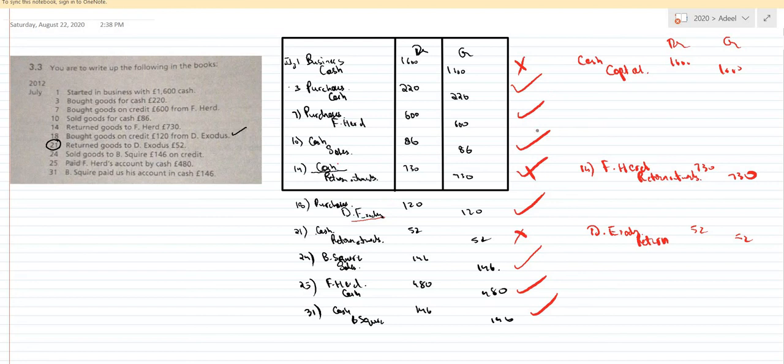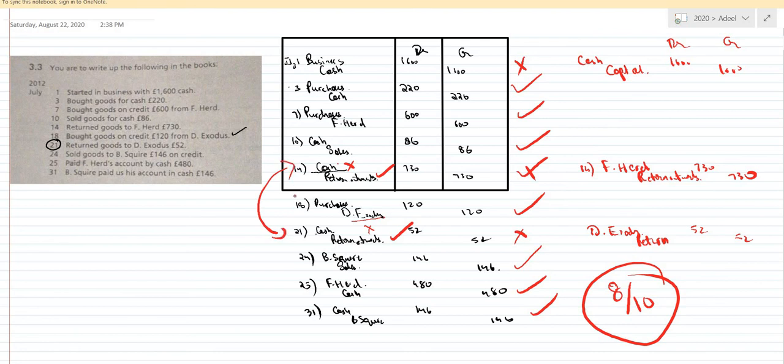So you got 1, 2, 3, 4, 5, 6, 7. You got 7.5, 8 marks out of 10. Now, if you want, you may take a picture. Alright, sir. You repeated the same mistake in 21 and 24. Are you done taking a picture? Almost. Alright, sir.